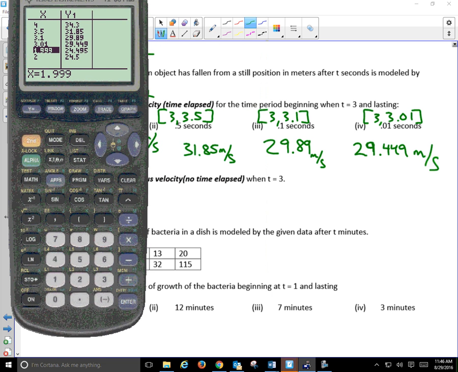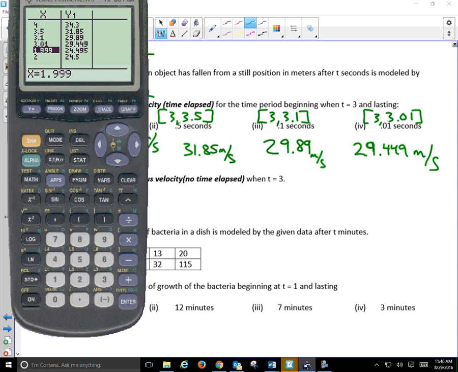You should be coming with 31.85 for the second one. Third one should be 29.89. Third one should be 29.449 meters per second. Questions out there? You guys are kind of... What's the question? Which one?